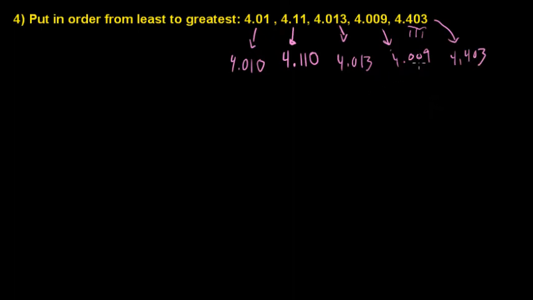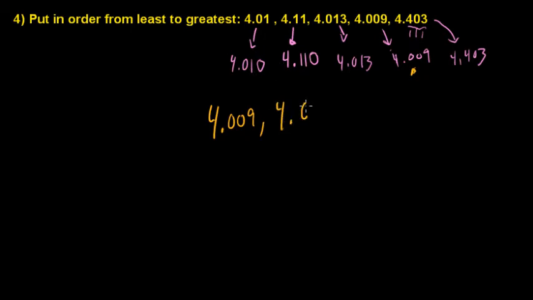Okay, so the smallest number is going to be the 4 and 9 thousandths. So I'm going to rewrite that. 4 and 9 thousandths is the least. Okay, so I've done this one. The next smallest is going to be right here. This is 10 thousandths. This is 110. So 110 thousandths is way bigger than 10 thousandths. So we're going to save that one for later.